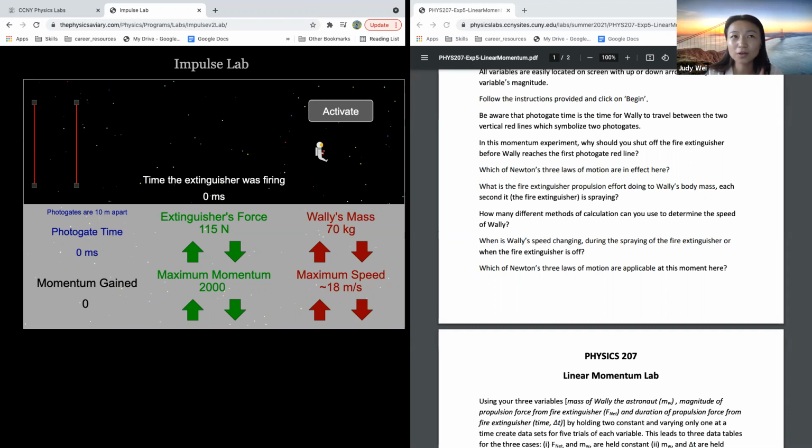So which law do you think we're gonna apply here when we shut off the flare extinguisher and the astronaut starts moving with a constant speed? Which law is applied here after shutting off the flare extinguisher? First or second?